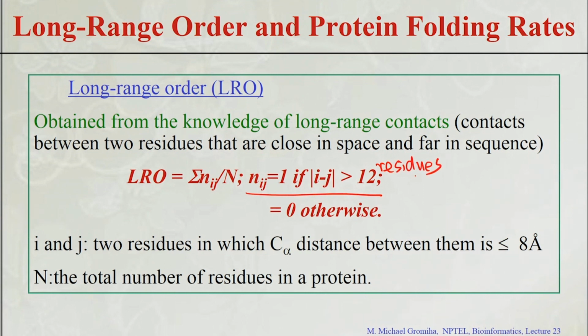Here you can see, how many adjustable parameters are there in long range order? One is the distance cutoff, and the other is the sequence separation. The distance is 8 angstrom and the sequence separation is 12 residues. So, you have two adjustable parameters. We can adjust these parameters to get the long range order, and see how well it relates to the folding rates.